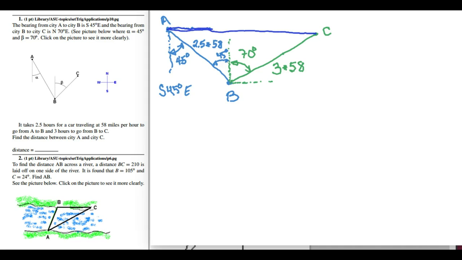You can see that this angle is also going to have to be 45 degrees because these two north-south lines would be parallel. We know that this is 45 and this is a transversal, so alternate interior angles say that those two would be equal. That means that this angle in the triangle is 115 degrees. That's enough information to use the law of cosines, because we know the length of two sides.